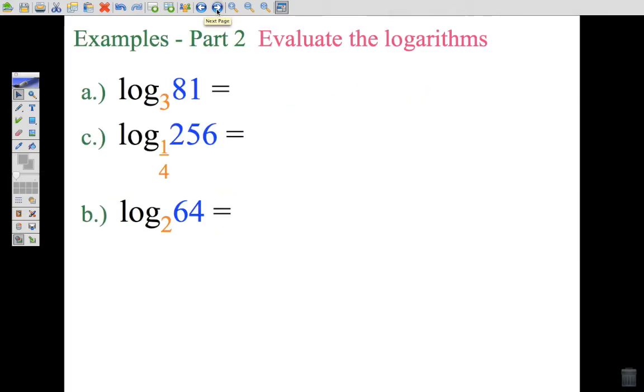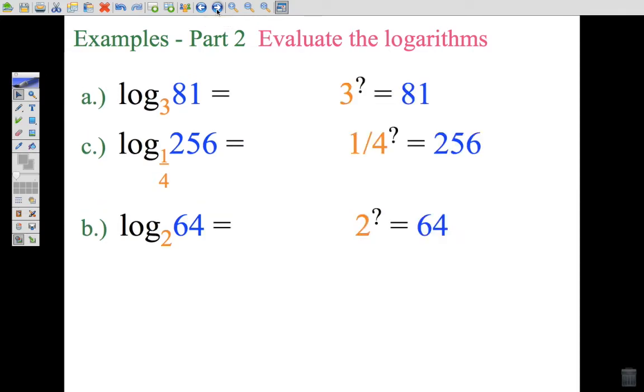Let's look at a couple more examples. Now with these logs, again, not a calculator activity. You are thinking 3 to what exponent is 81? Part C, 1/4 to what exponent is equal to 256? Again, another fraction raised to an exponent. You'll be thinking of a negative exponent here. In part B, 2 to an exponent is 64. So think about each of these for a minute and see if you can come up with them.